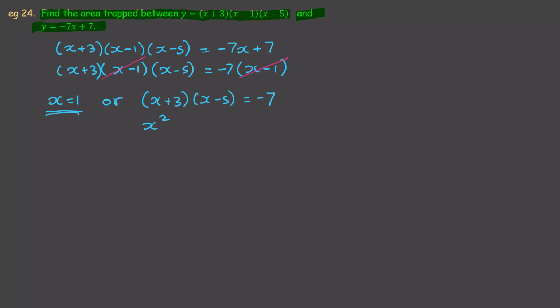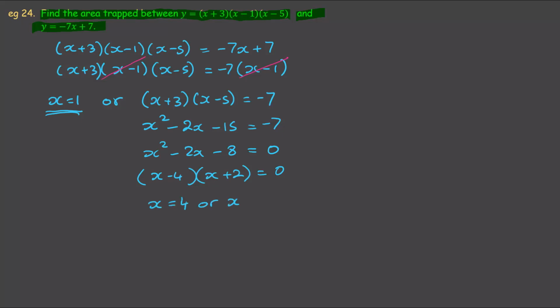So let's expand this out. We've got x squared minus 2x take away 15 equals negative 7. So x squared minus 2x minus 8 is equal to 0. And we can factorize that one into (x minus 4)(x plus 2). And so we get that x is equal to 4 or x equals negative 2.